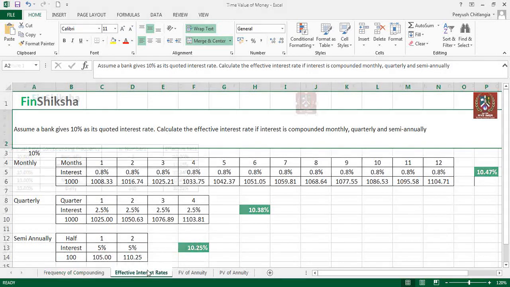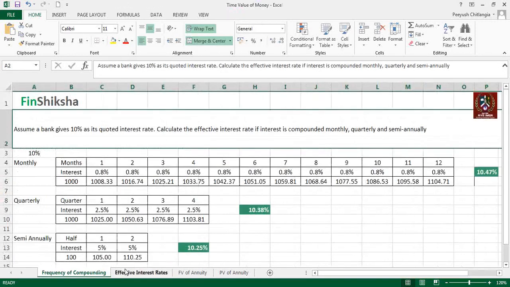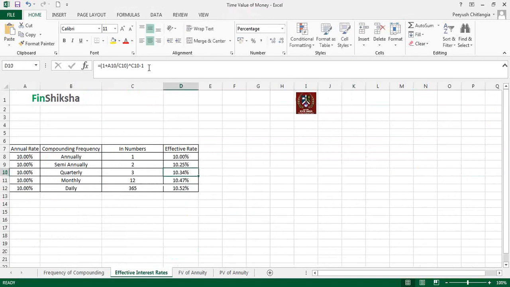What does that mean? If we summarize, effectively, what we are saying is that at a compounding frequency of annually, the effective rate stays the same as the annual rate. Semi-annually, it becomes 10.25. Quarterly, it becomes 10.34. Monthly, it becomes 10.47. Daily, it becomes 10.52. We can actually calculate it as well. This should be 10.38, sorry. So there's a small error here. This should be 4 times a year, but yeah, so that gives us 10.38.